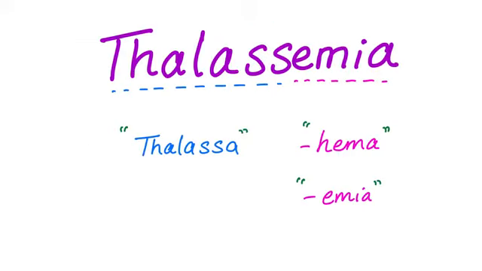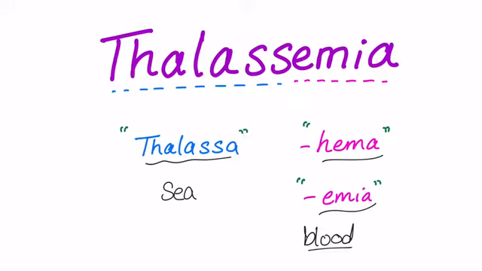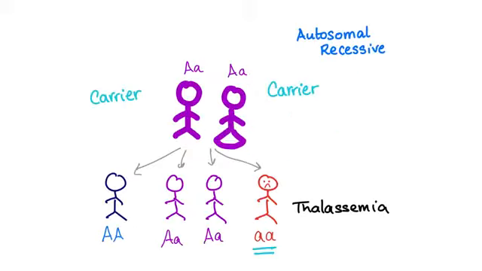But what does the word even mean, thalassemia? Thalassa means sea in Greek. Emia or hema means blood. So it's a blood disorder due to a problem related to the Mediterranean Sea, Italy, for example, North Africa, etc.